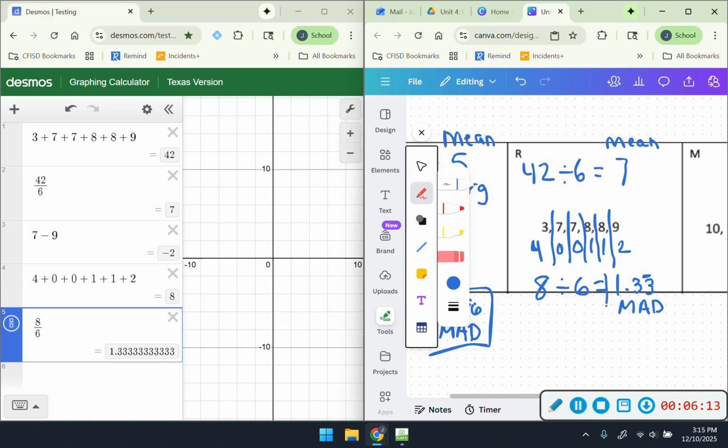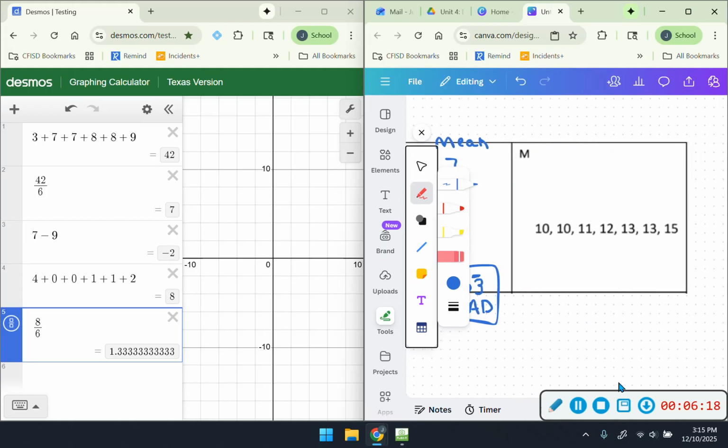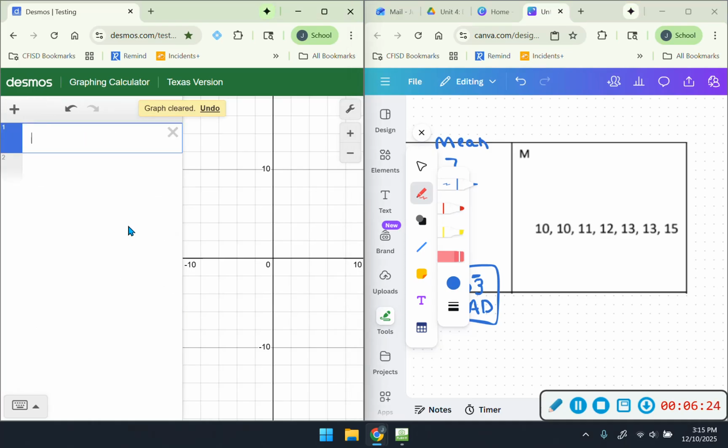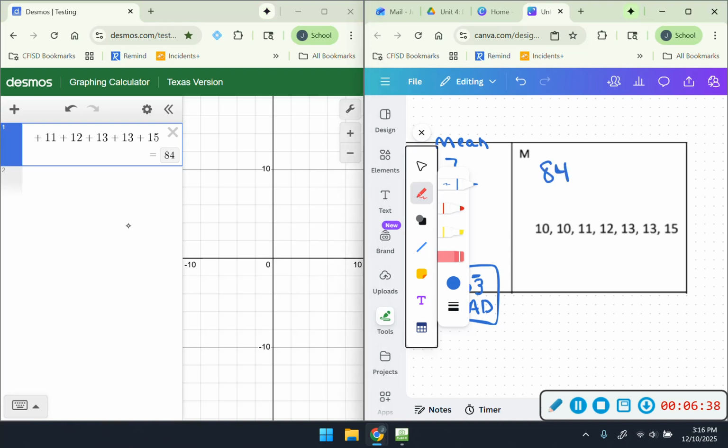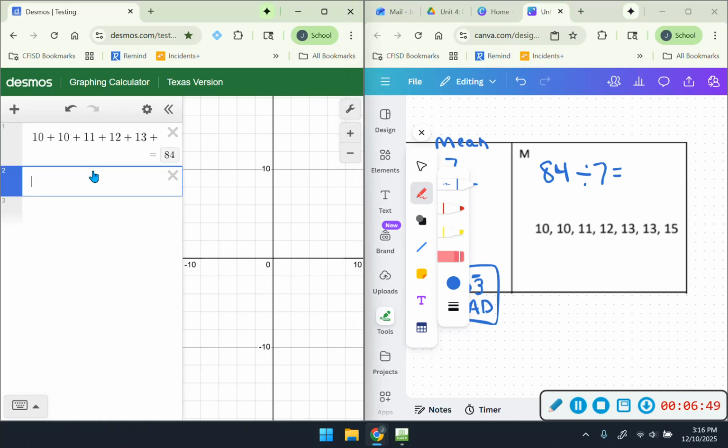Alright. Last example. We have 10 plus 10 plus 11 plus 12. All the numbers. Fun, fun, fun. So 10 plus 10 plus 11 plus 12 plus 13 plus 13 plus 15. That gets me 84. We're dividing. I have 1, 2, 3, 4, 5, 6, 7. So I have 84 divided by 7, which gets me to 12.